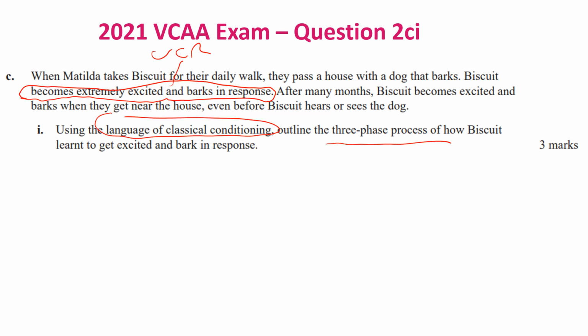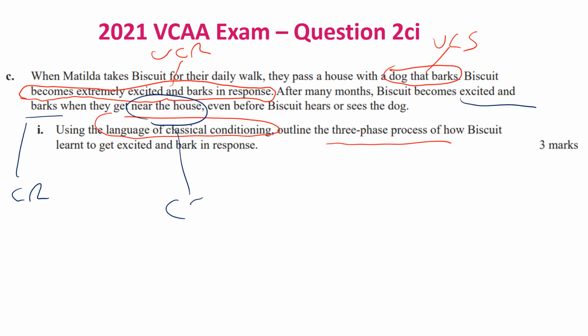What triggered that? Well, basically going past a house with a dog that barks. Obviously, Biscuit loves other dogs. So there's a UCS. So then we get to the next sentence. Biscuit becomes excited and barks. So that's our CR. What causes the CR? Well, getting near the house, because Biscuit's anticipating that it's going to see the dog that basically gets it excited. Again, the CS was originally the NS prior to that repeated pairing.